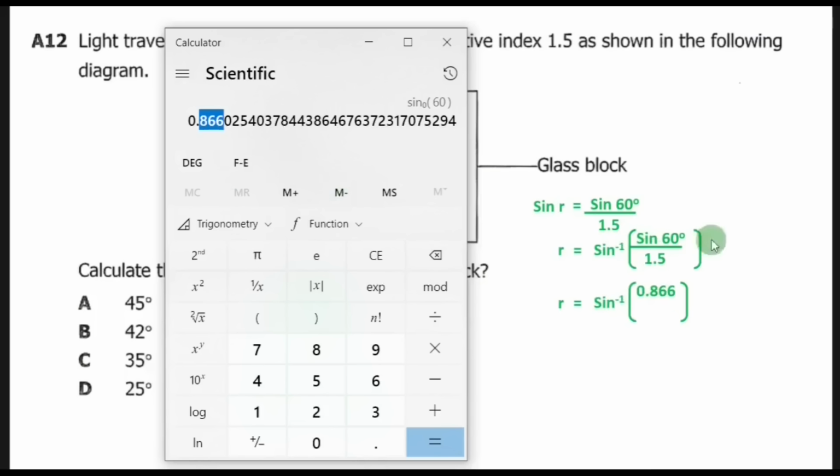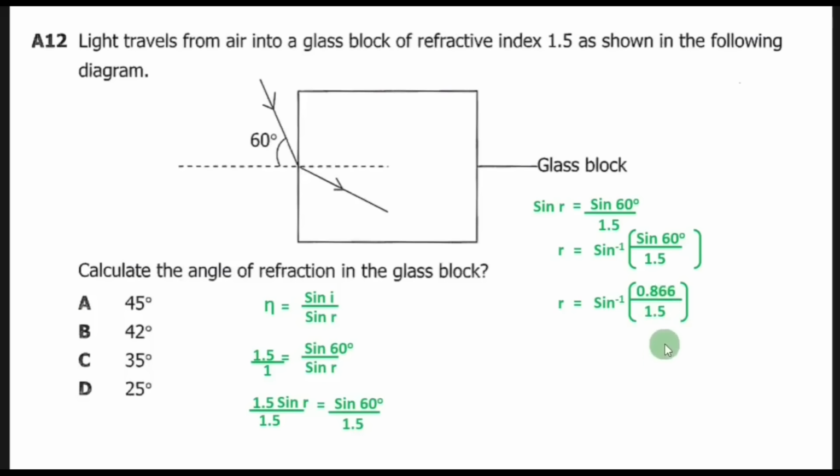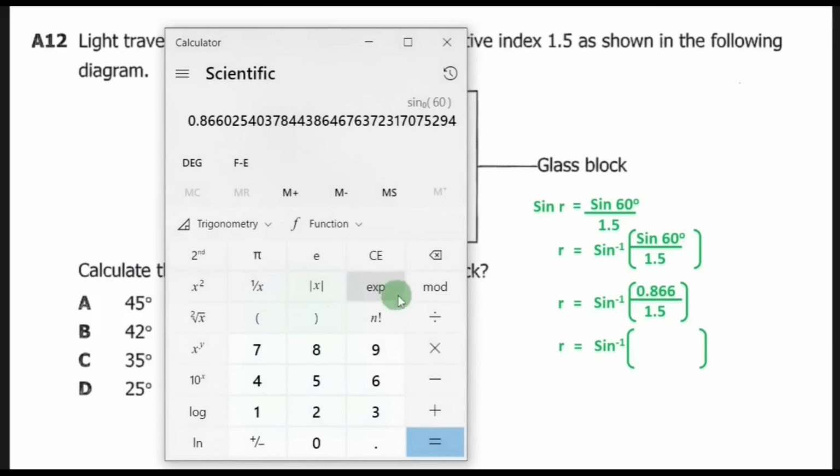So this is sine 60, you get 0.866, then divided by 1.5. So you say angle of refraction is equal to sine inverse of 0.866 divided by 1.5 equals, and I got something like 0.57735.